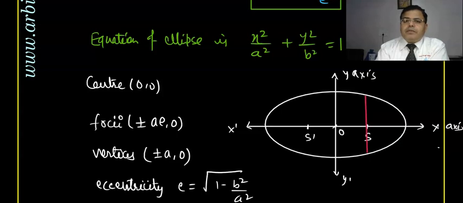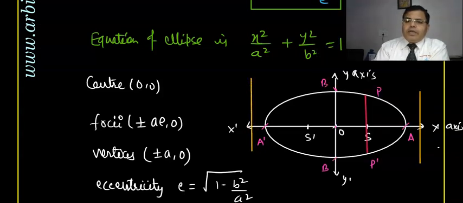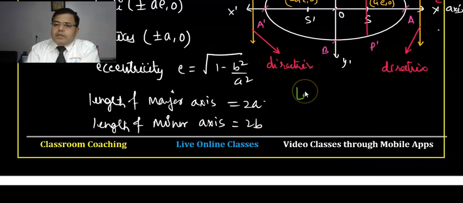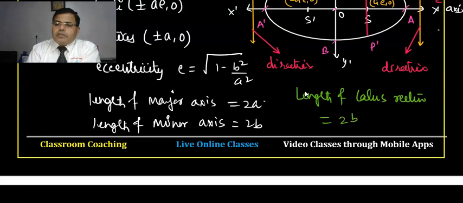PP' is the length of latus rectum. A and A' are vertices, B and B' are the other vertices, this is the center, and these two are foci. There are two directrices, one on each side. Length of latus rectum is 2b squared by a.